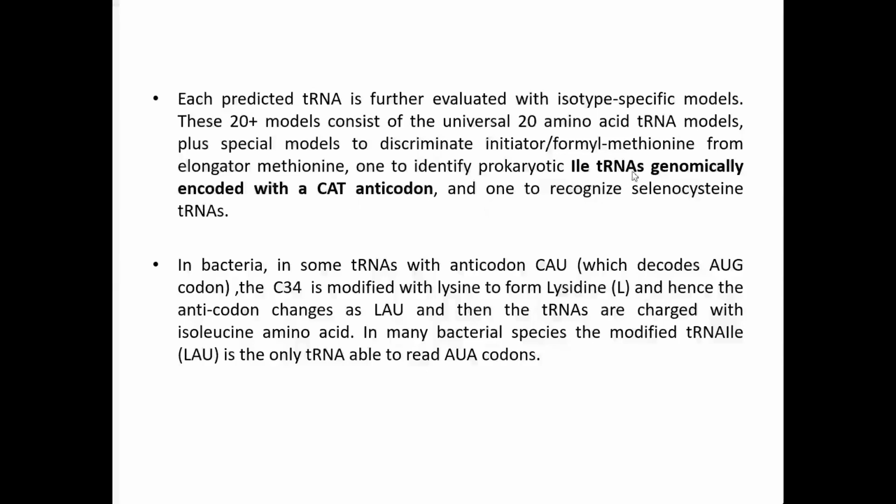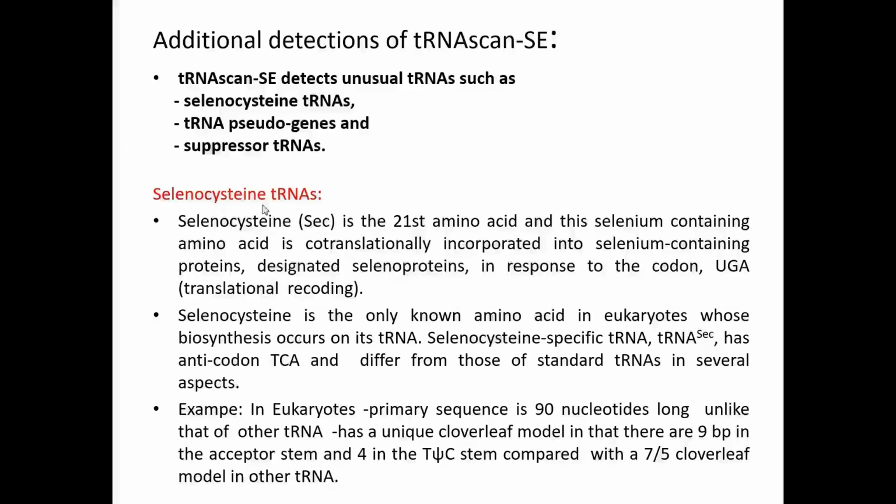This isoleucine tRNA with the anticodon CAU, which is seen in the genus CAT, generally decodes the AUG codon. But in some of the tRNAs, the C34 position is modified with lysine to form lysidine and hence the anticodon changes to LAU and then the tRNAs are charged with the isoleucine amino acid. So in many bacterial species, this modified tRNA is the only tRNA which is able to read the AUA codon for isoleucine.